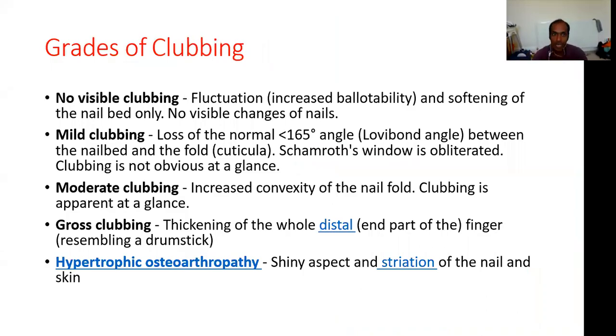And obviously, clubbing can be graded. And this is given in the slide. I'm not going to read out what is there on the slide. This is for your reference and your notes. So I've included a little bit more text on the slide so that you can use this for studying purposes as well. And basically, there are various grades of clubbing that you need to understand.